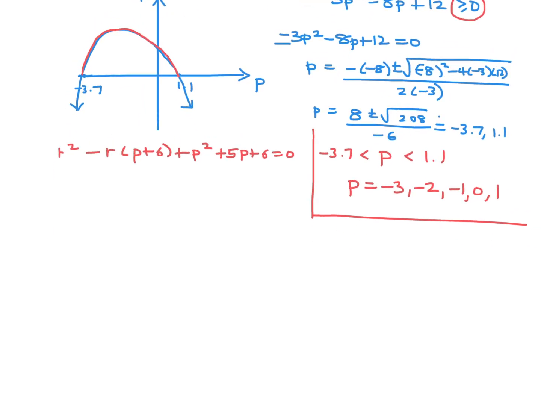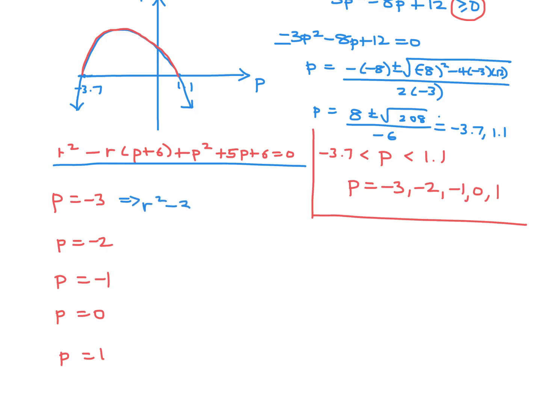And let's figure out r for each of these, for p equals -3, p equals -2, p equals -1, p equals 0, and p equals 1. Okay, here we go. So when p equals -3, we're subbing that into this guy. So we will get r squared minus 3r plus 9 minus 15 plus 6. And that's r squared minus 3r, and that is r times (3 minus r), and that equals 0, right? Yeah, it equals 0. So that basically means that r is equal to either 0 or 3.